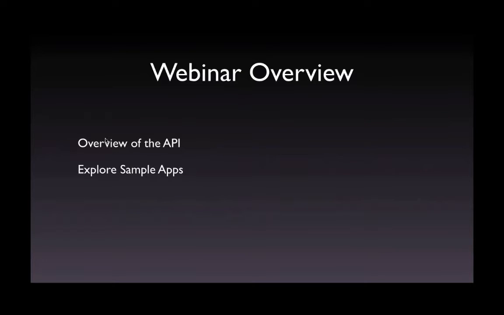Then we're going to explore some sample apps. We're going to go to GitHub, and we're going to look at some code that you would be using if you were writing your own client app. And then we'll open up and walk through one of the sample apps that we have out on GitHub that you can use as your starting app when you're learning the API.